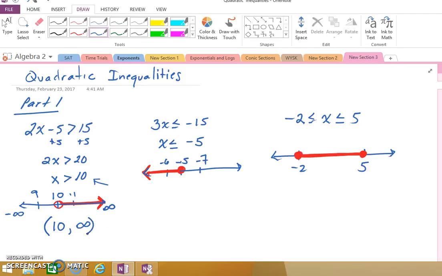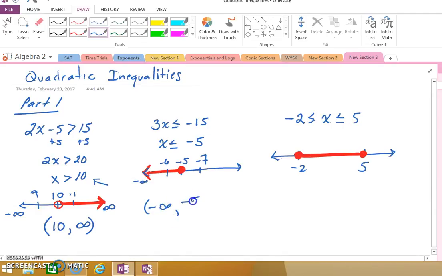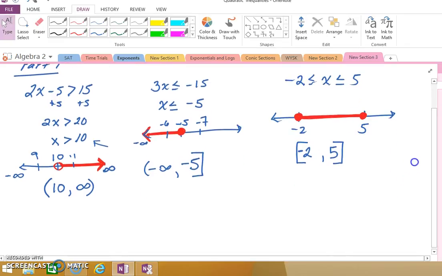So now if we do our next one here, we know that we always go left to right, so we're looking at negative infinity, and then it's going to go to negative 5. But if you realize that dot is closed, so it can be the value, so we close it off with a bracket. And then in this case, we've got negative 2 to 5. So we know we've got 2 brackets because it can be the value. It goes from negative 2 all the way to a positive 5. So this should look really familiar to the notation we used when we were doing domain and range.